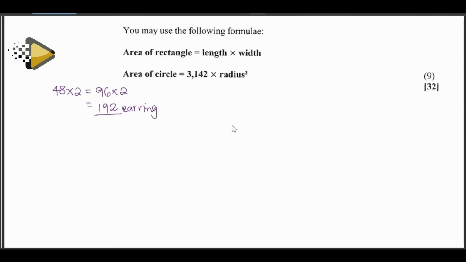Earrings. Okay, so let's start. What's the area of only one earring? So the area of only one earring, we shall use pi r squared, giving me 3.142 times 1.4 squared. So we shall come here to the calculator.